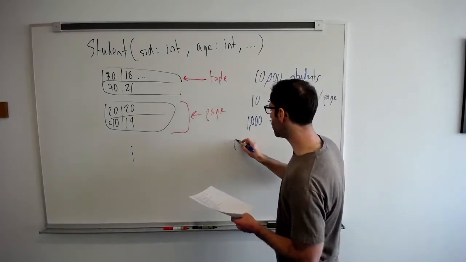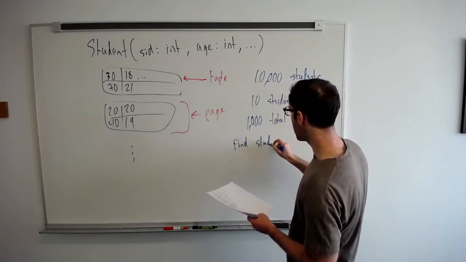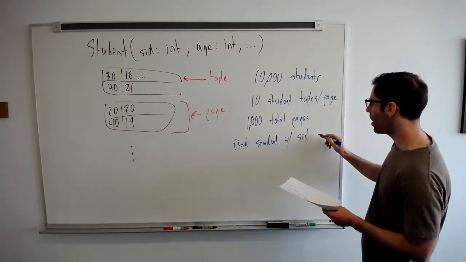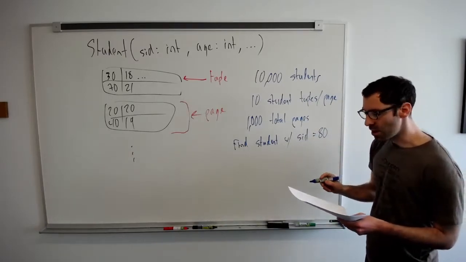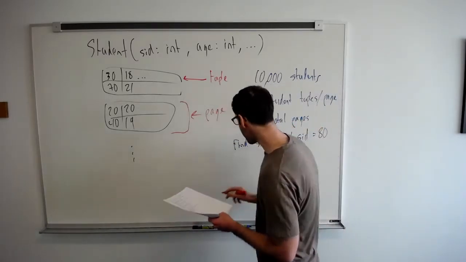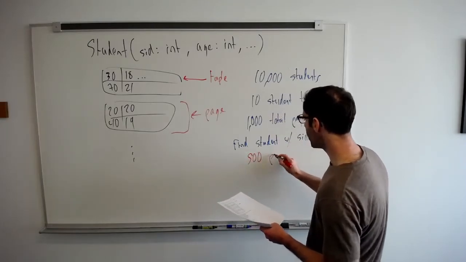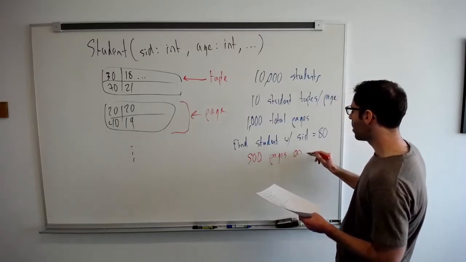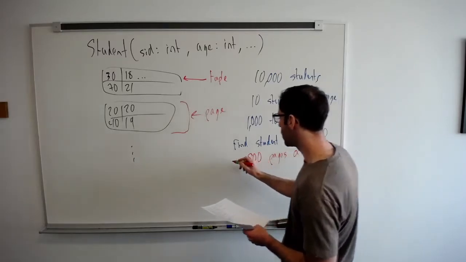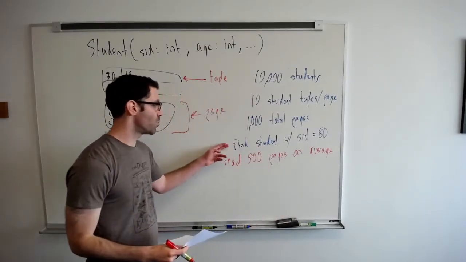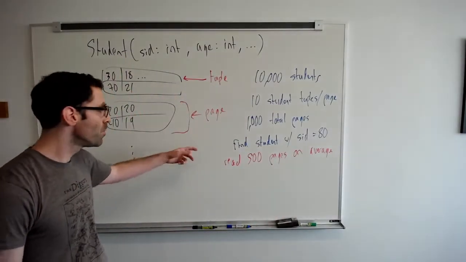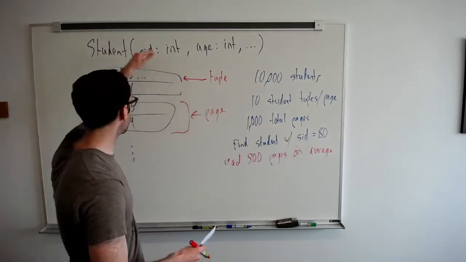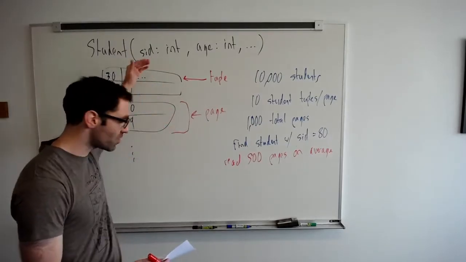And if we want to find the student with SID of 80, this is going to require reading 500 pages on average. This is because we don't know where within our heap file a student with some particular ID is located, and so we'll just start a sequential scan, just start reading through the tuples.